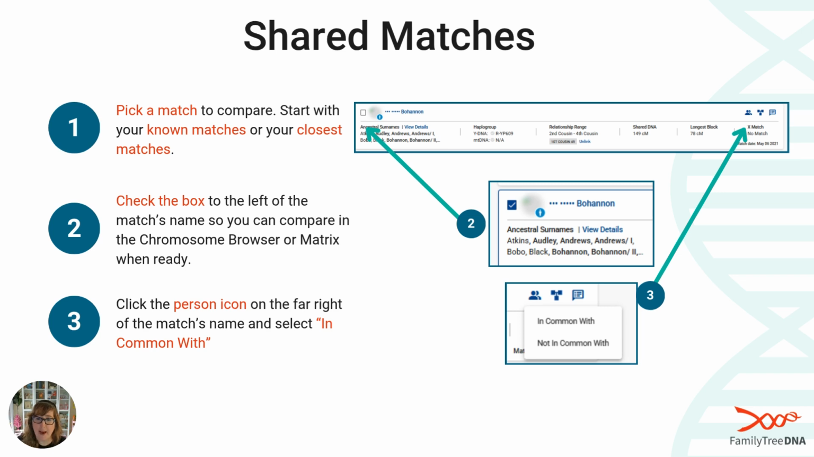On the right side of the match is an icon that looks like the outline of the top half of 2 people. That's the in common with and not in common with searches. In common with will give you a list of matches that match both you and the selected match. From here, you're going to select in common with matches to compare in the Matrix and the Chromosome Browser to create groups that not just match each other, but match each other on the same DNA segments. You can select up to 10 for the Matrix, but only up to 7 for the Chromosome Browser. So we're going to select 6 more matches to compare.